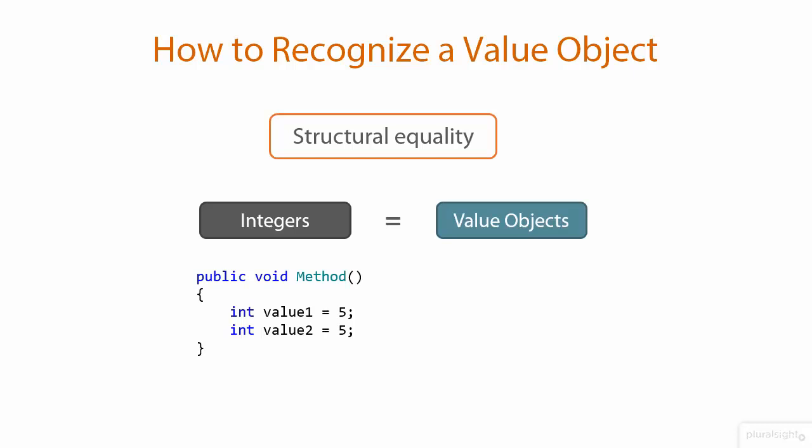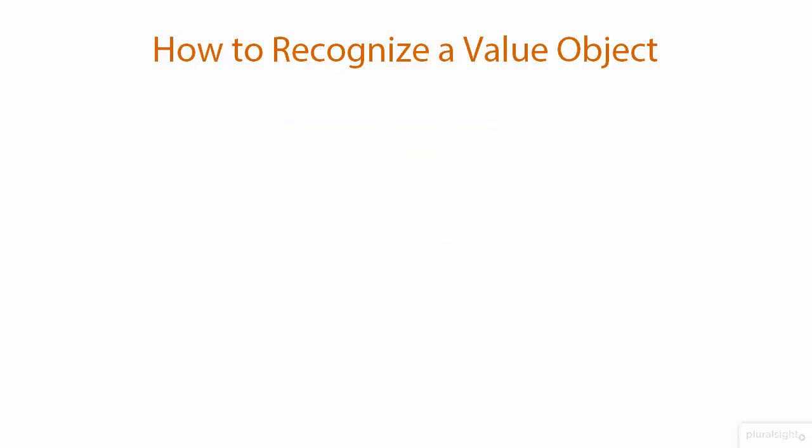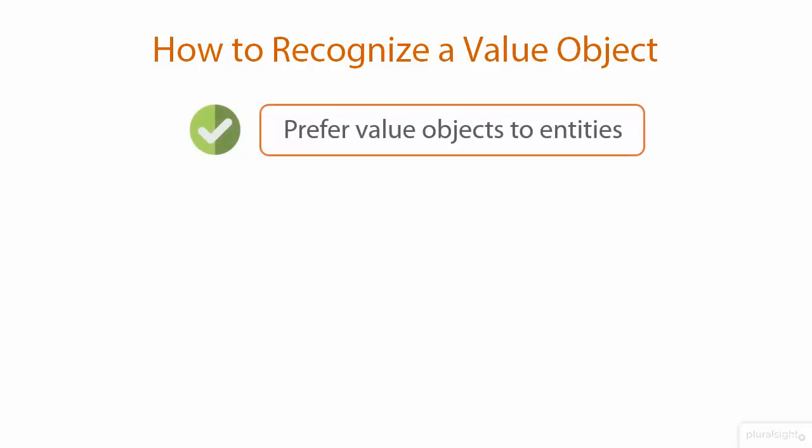Now ask yourself, does this notion in your domain look like an integer? If the answer is yes, then it's a value object. In our application, we don't really care where the instances of the Money class come from, and they are really similar to integers because of that. All said above has an important implication. Always prefer value objects to entities.